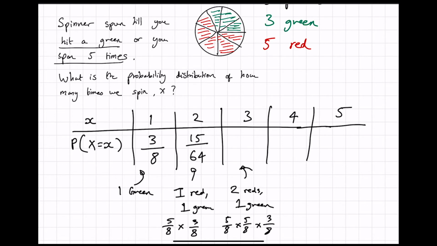So 5 times 5 will give us 25, times 3 gives us 75. So 75 over whatever 8 times 8 times 8 is. I'm just going to write it like that. Then same one for this.